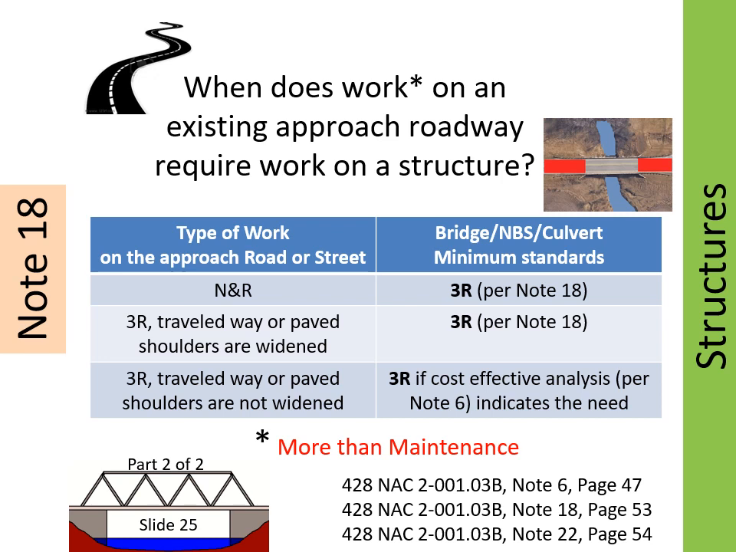Referring to the second line in the table on the slide, if the type of roadway work is 3R and the traveled way or paved shoulders are widened, the structure must meet minimum 3R standards. Referring to the third line in the table on the slide, if the traveled way or paved shoulders are not widened with 3R work, then the Board would not expect a relaxation of standards request unless a cost-effective analysis per Note 6 shows that it would be beneficial for the structure to meet 3R standards, and for some reason 3R standards cannot be met.